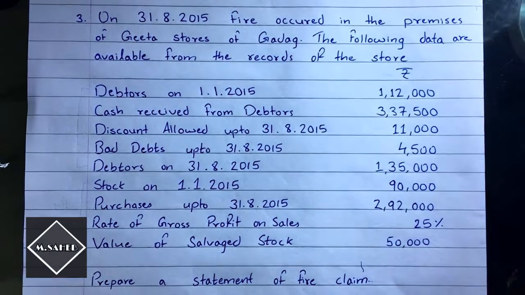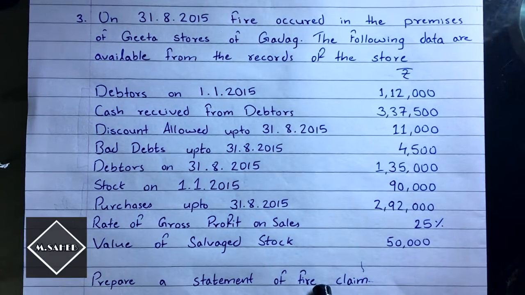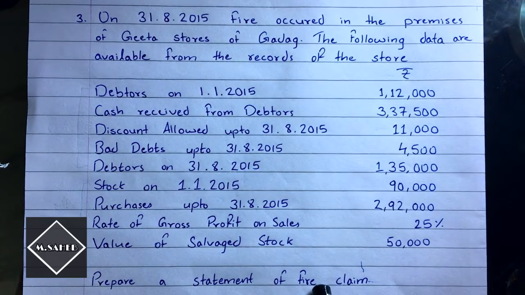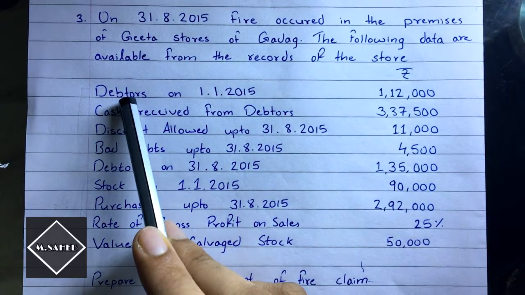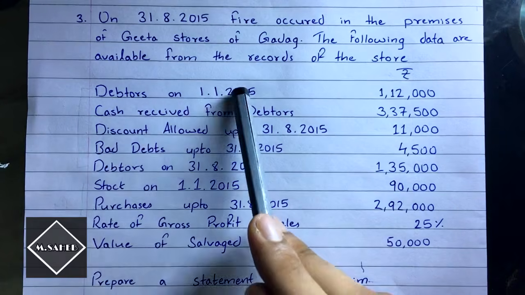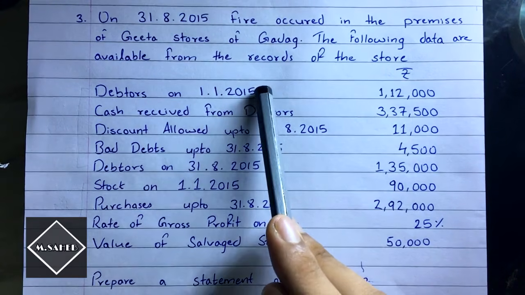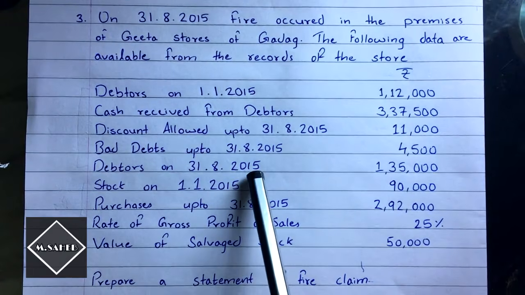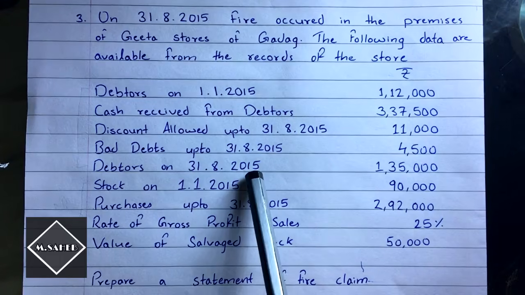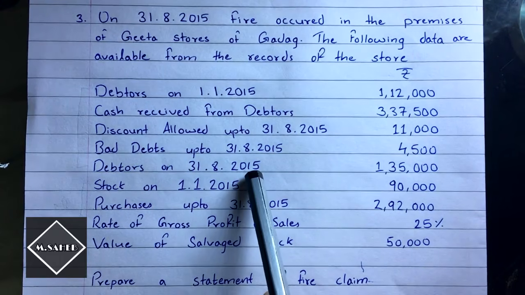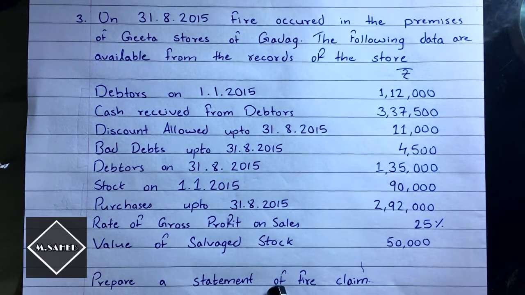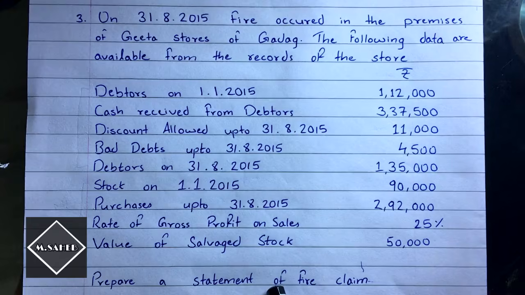So to prepare the statement of fire claim, first we will find out the sales. To find out the sales, first we will need to prepare the debtors account. In debtors account we will take all these 5 items, that is the opening debtors, cash receipt from debtors, discount allowed, bad debts, and the closing debtors. After preparing the debtors account, we will prepare the memorandum trading account, and then the statement of fire claim. Easy, right?